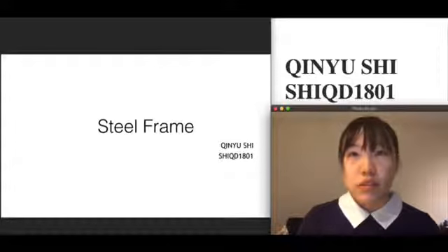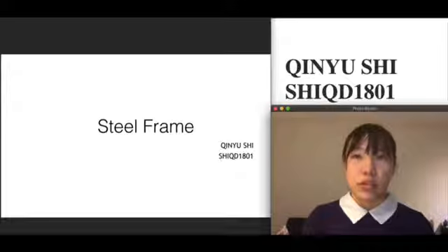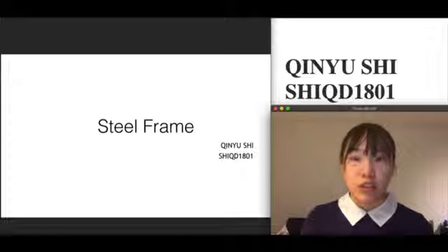Today I'm going to talk about the steel frame. The bicycle frame is a vital part of a bicycle, no matter the performance of the bicycle or the comfort. There is a lot of contact with the frame. The steel frame is also often seen on the market.